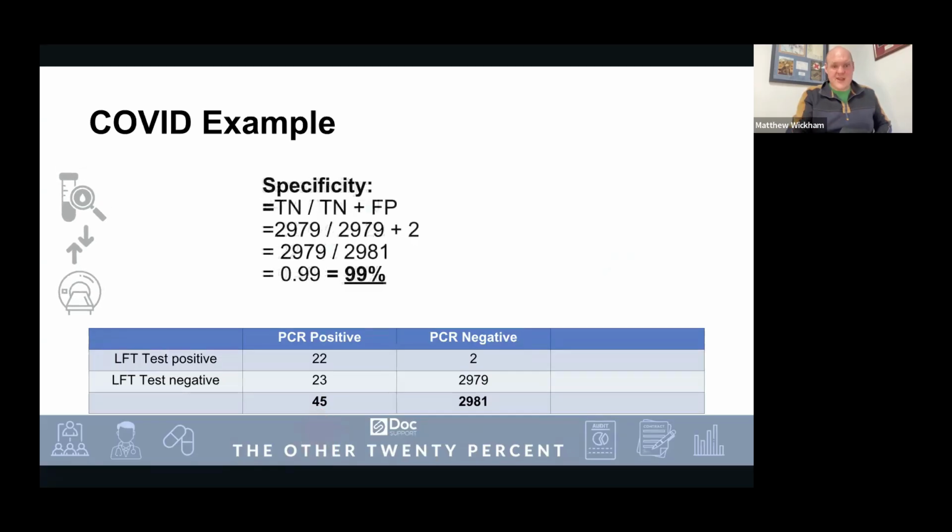Your specificity then is this column. You've got 2,979, which is your true negatives. So they've had a lateral flow that's negative and a PCR that agrees with it. That shows it's actually a very specific investigation, and you're getting 99%.